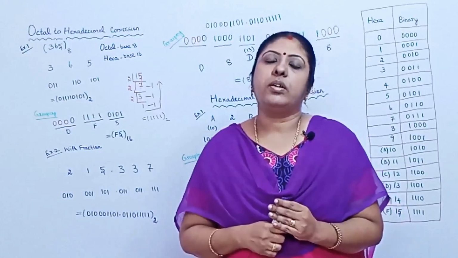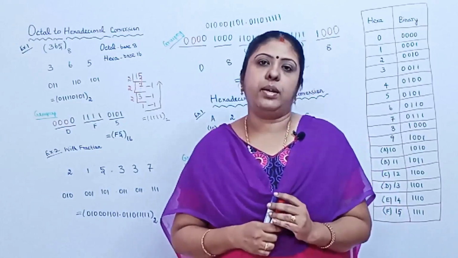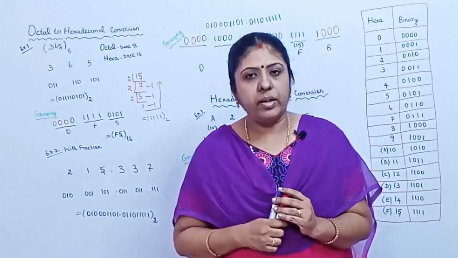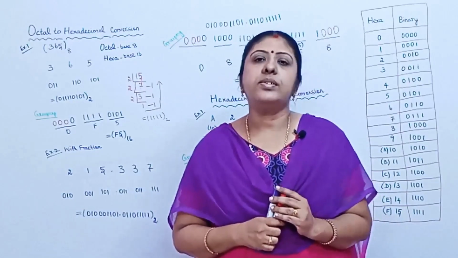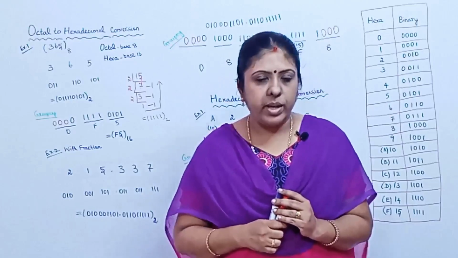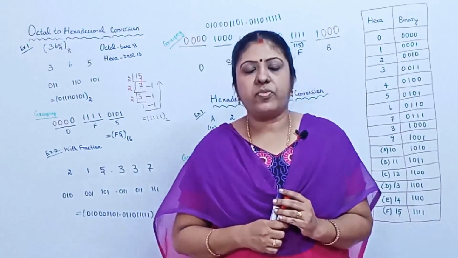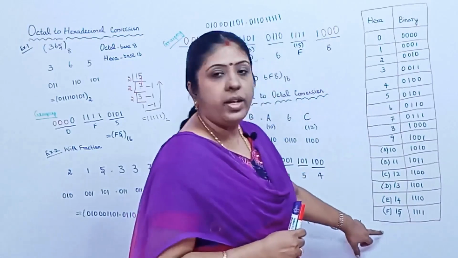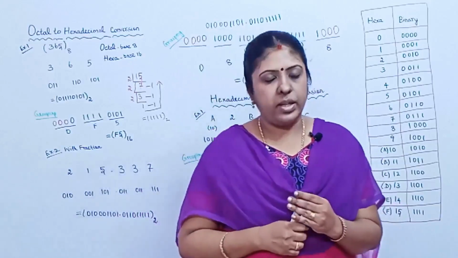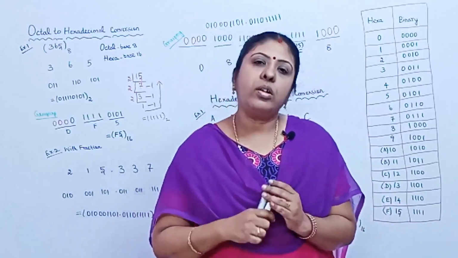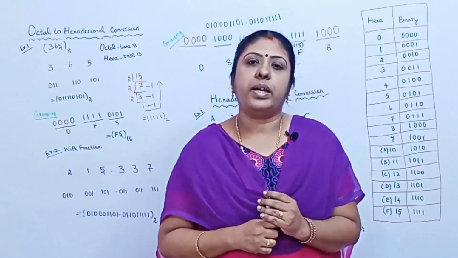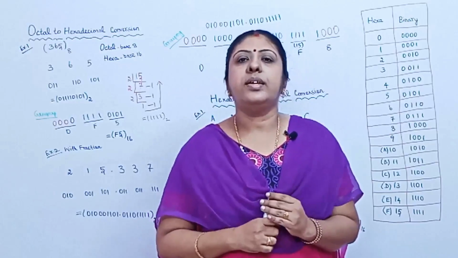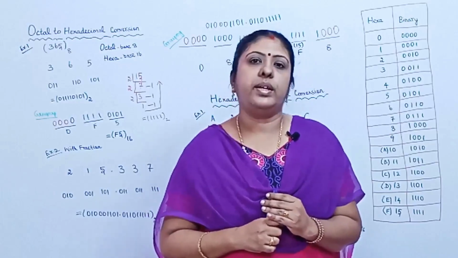We all know that octal is the base 8 number system, which consists of digits only 0 to 7. 8 and 9 are not allowed here. Whereas hexadecimal is base 16, with digits from 0 to 15, and the digits 10 to 15 are represented as alphabets A to F. An octal digit is always represented by 3 binary digits, whereas a hexa digit is represented by 4 binary digits.